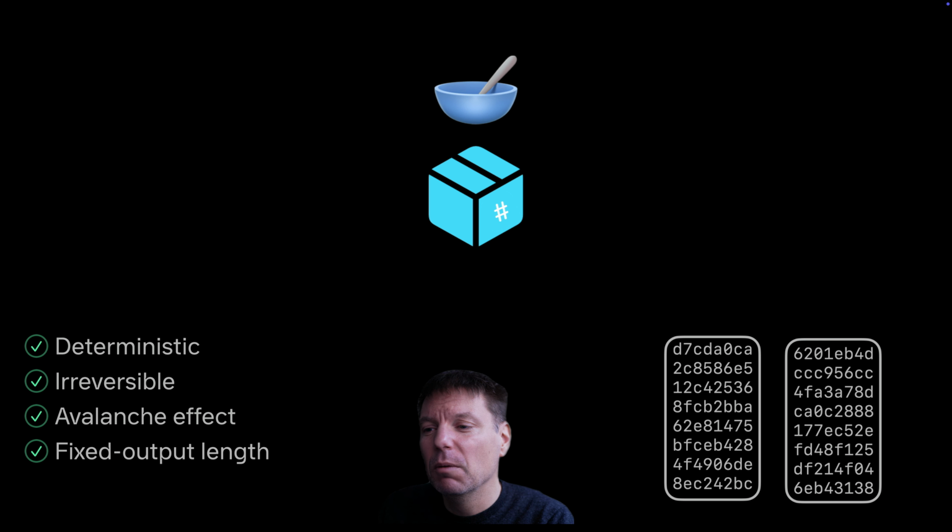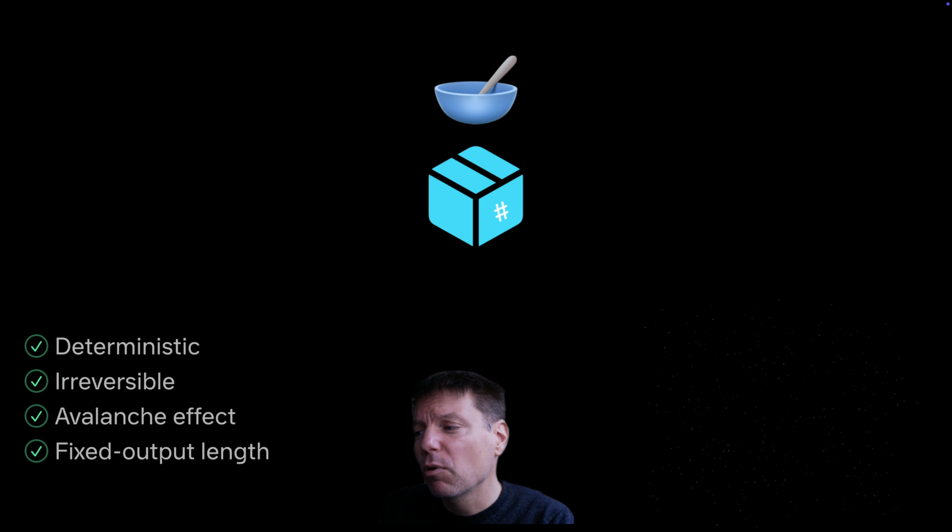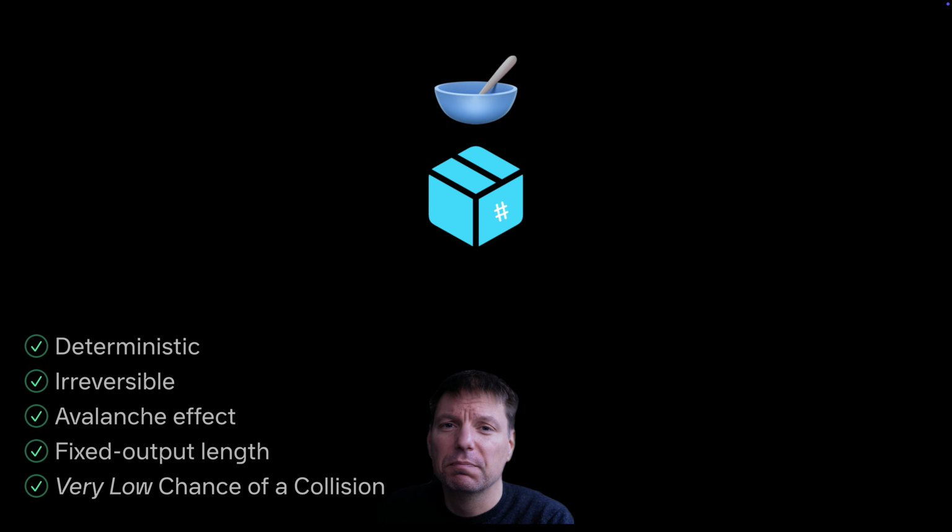Now, the last thing I'm going to mention is the property of very low chance of a collision. This means if I have two different original messages and I place them into the hashing function, they would each generate the same digest. And this should be a very, very low likelihood of happening.